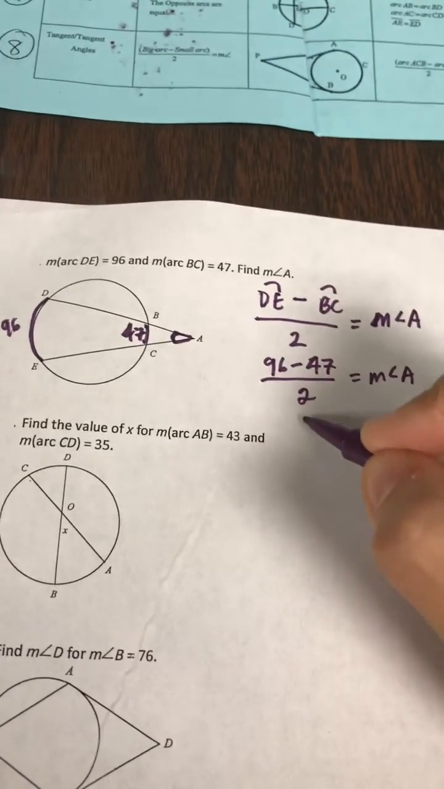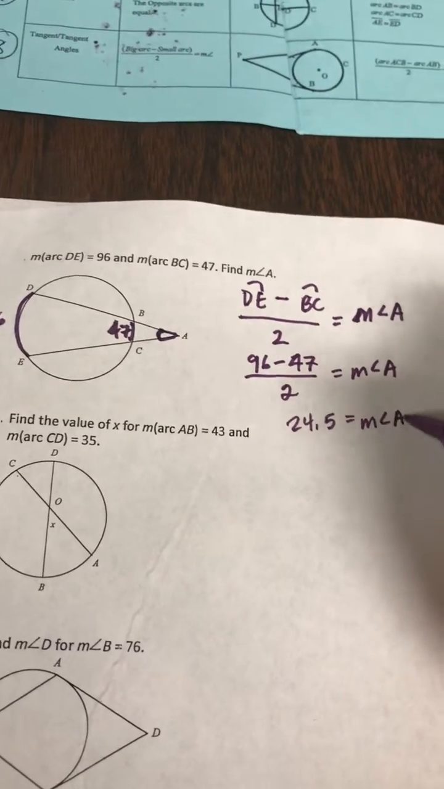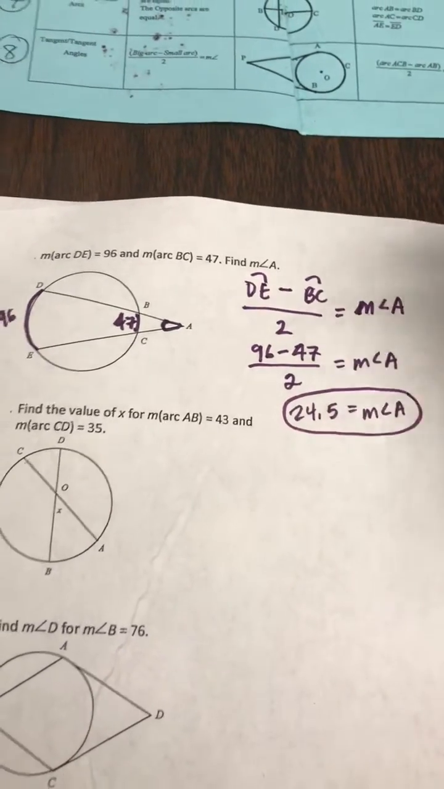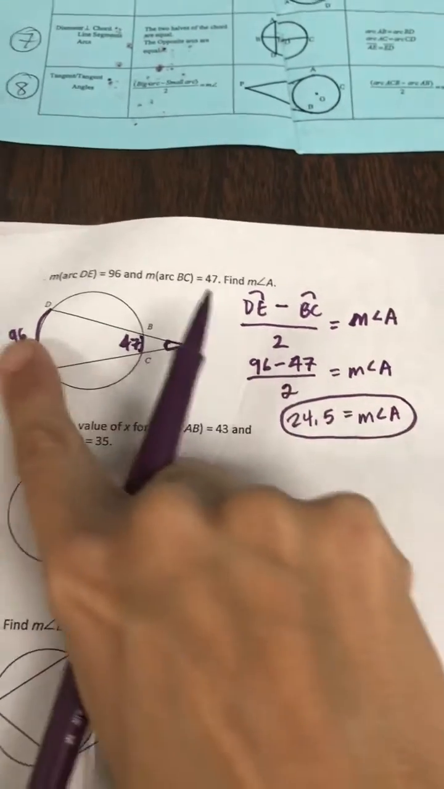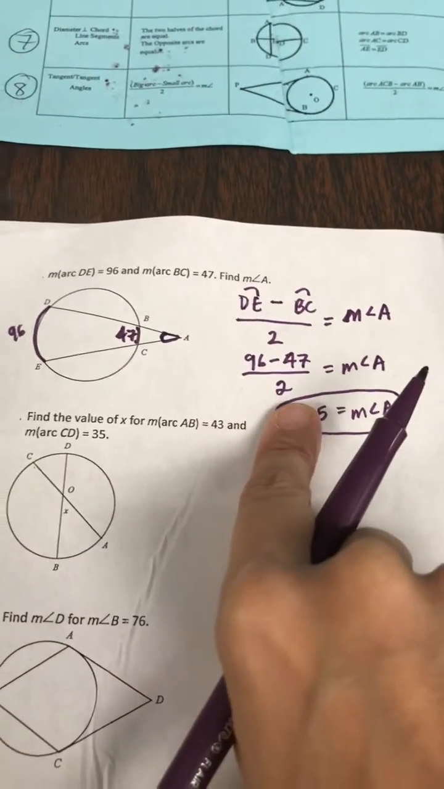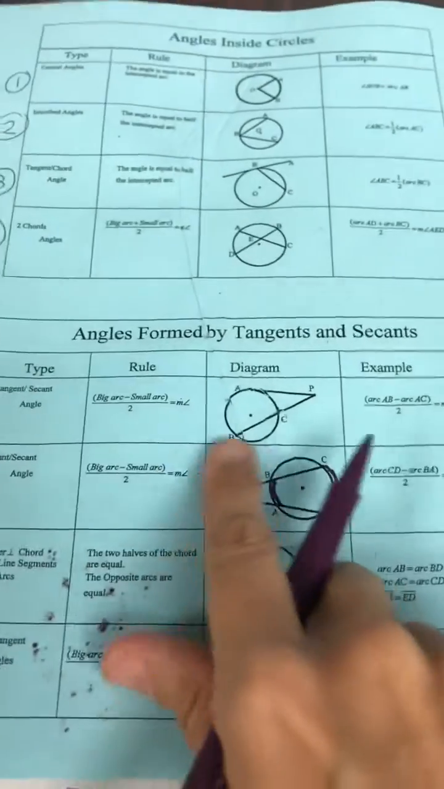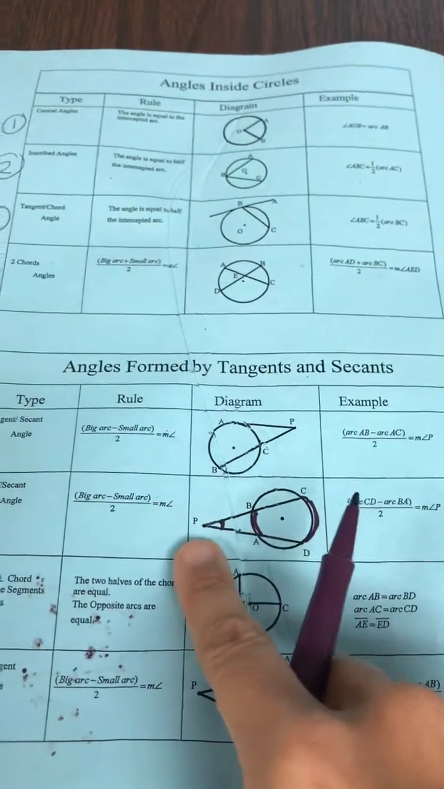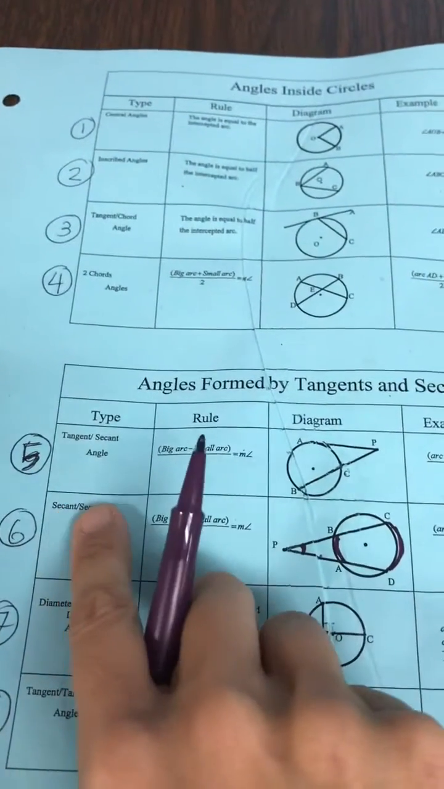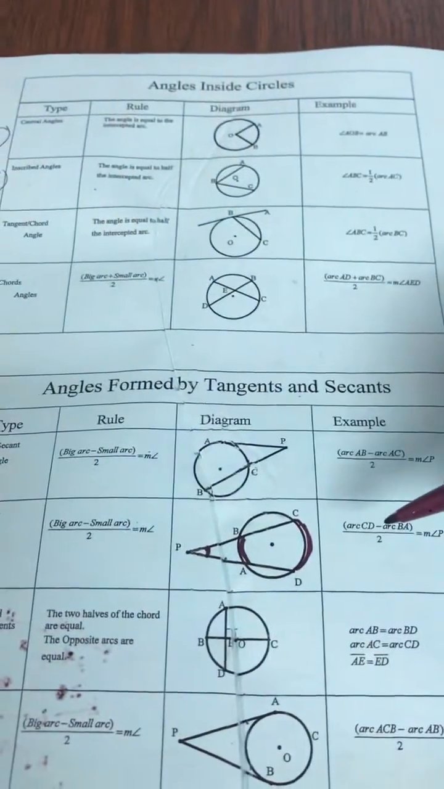Okay, so I end up getting 24.5. It doesn't say to round or not round, so I'm just going to leave it like that. Subtract the 2 and divide by 2. That's definitely the pattern that they observed over 1,000 years ago that was always true. Pretty interesting. And that's a secant problem, as I'm using arcs though.